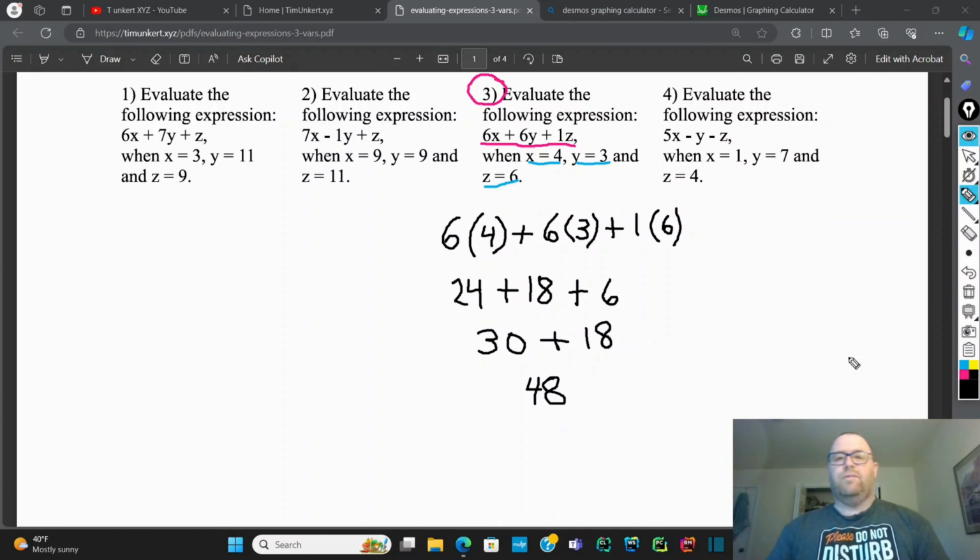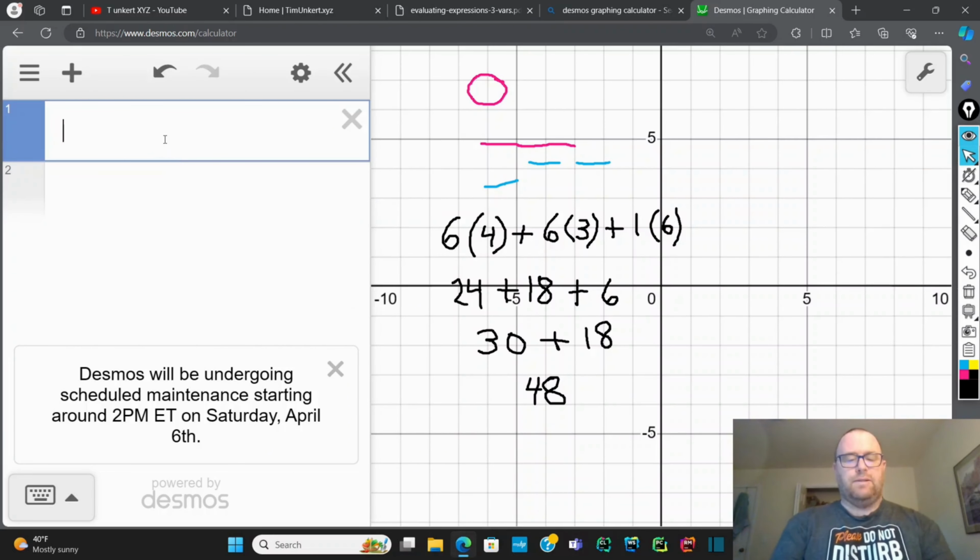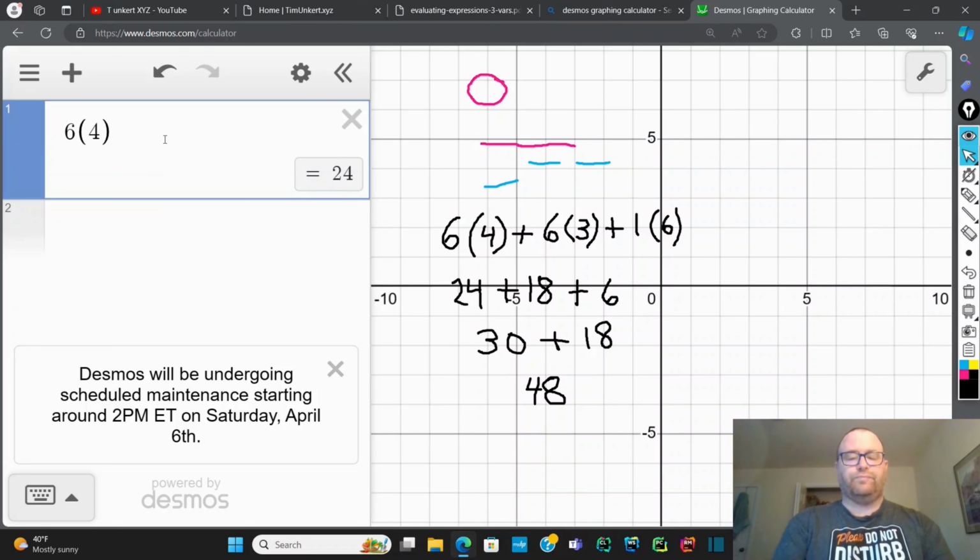Now that we've practiced our arithmetic, we're going to go check it with Desmos. Clear that out. So we've got 6 times 4 plus 6 times 3 plus 1 times 6. And we get 48, which goes along with this one.